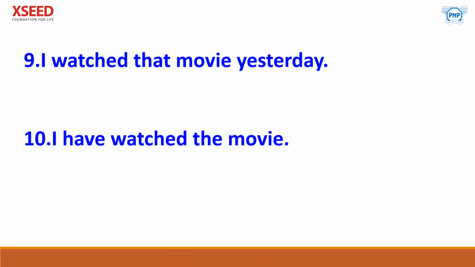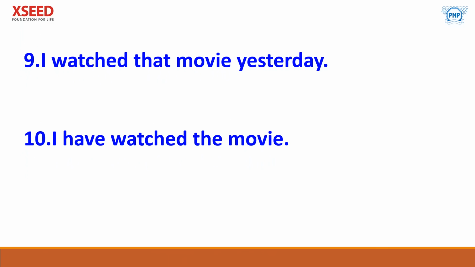Okay, let's take a few more sentences. I watched that movie yesterday. And next is, I have watched the movie. Now, which verb tense is used in each of the sentences? What is described about the action in the first sentence? When do we use the simple past and present perfect tense?